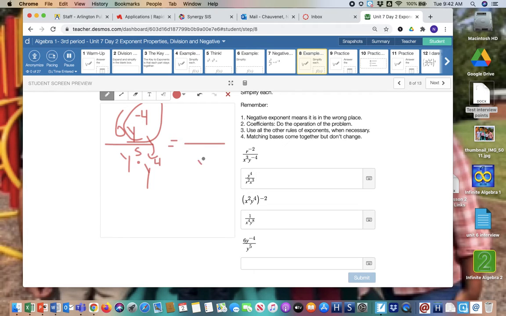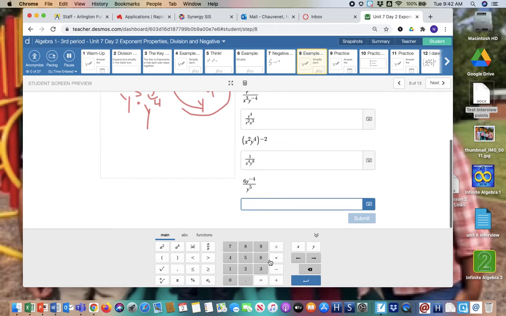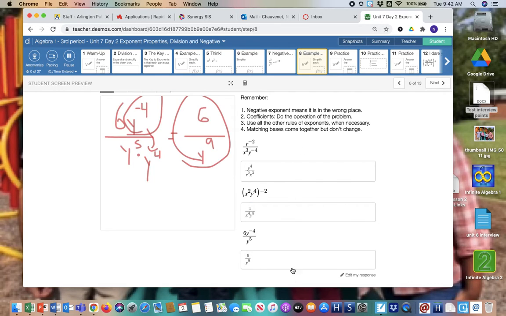So 5 plus 4 should give me y to the ninth. What does this 6 do? Well, it just is sitting there. It has nothing to combine with. So there we go, 6 over y to the ninth. So now we're just going to type that in. And there we go.